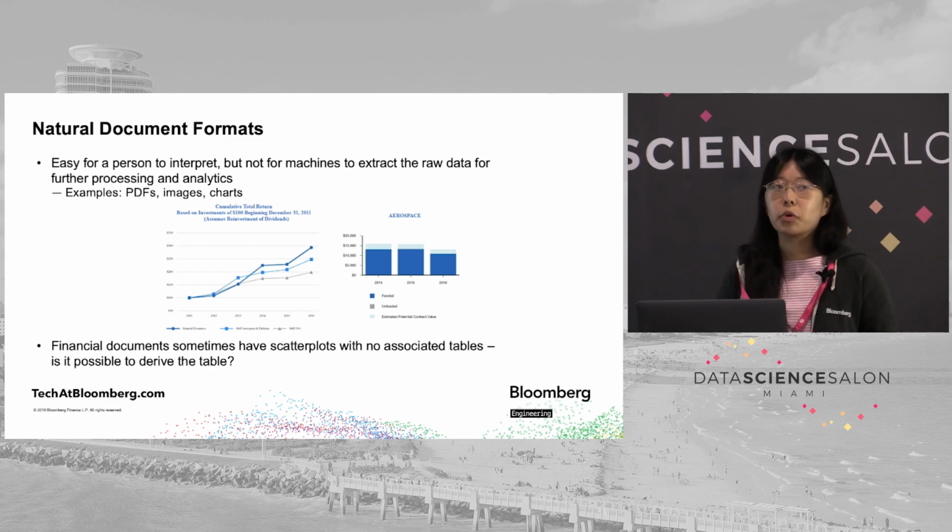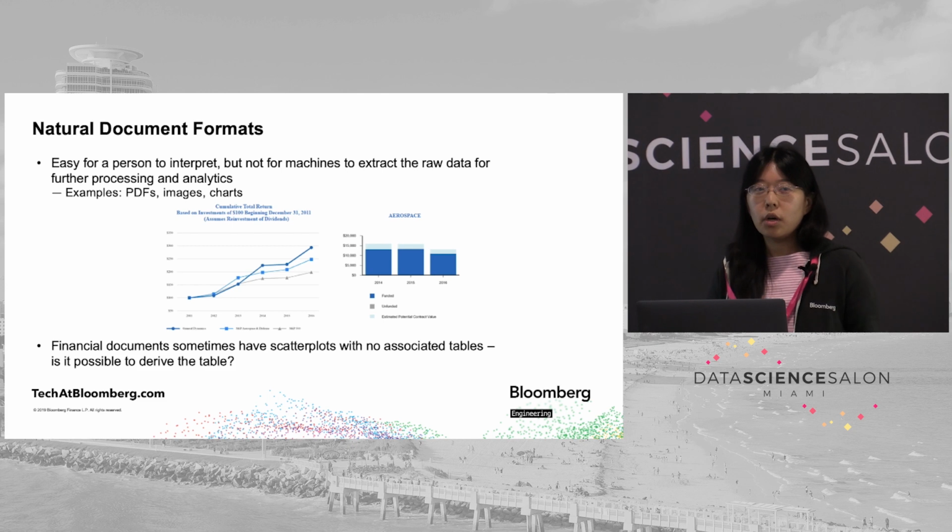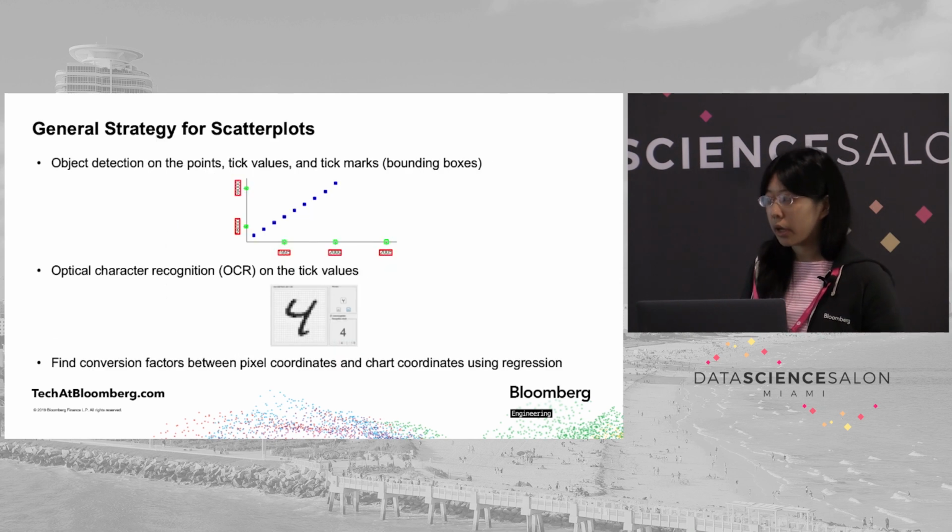As I mentioned before, Bloomberg has a lot of financial documents, and some of them have scatterplots, but they don't have any associated tables with them. So we don't know what data points were used to generate them. Is it possible to derive this data? This is the data extraction part.